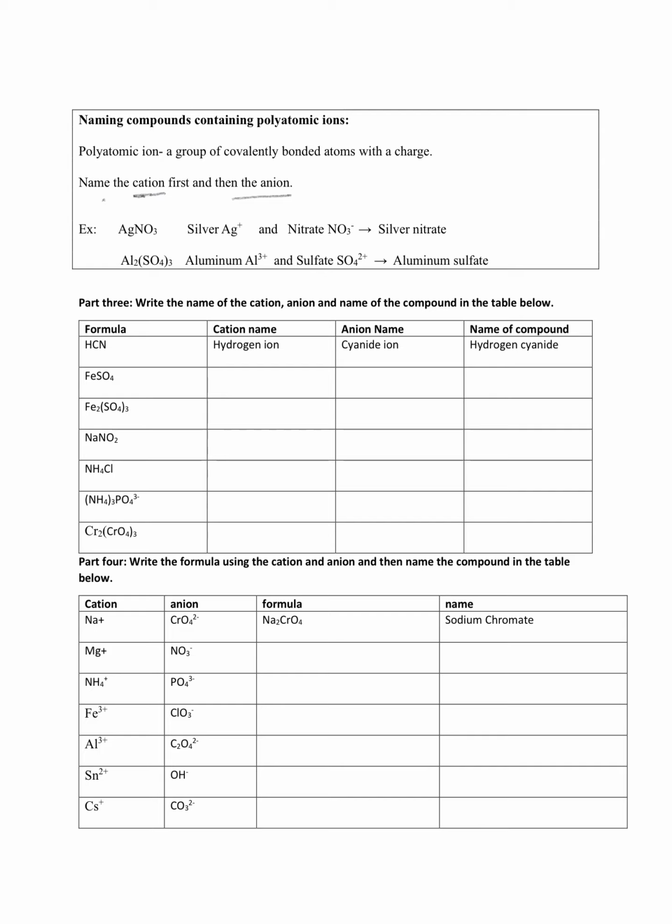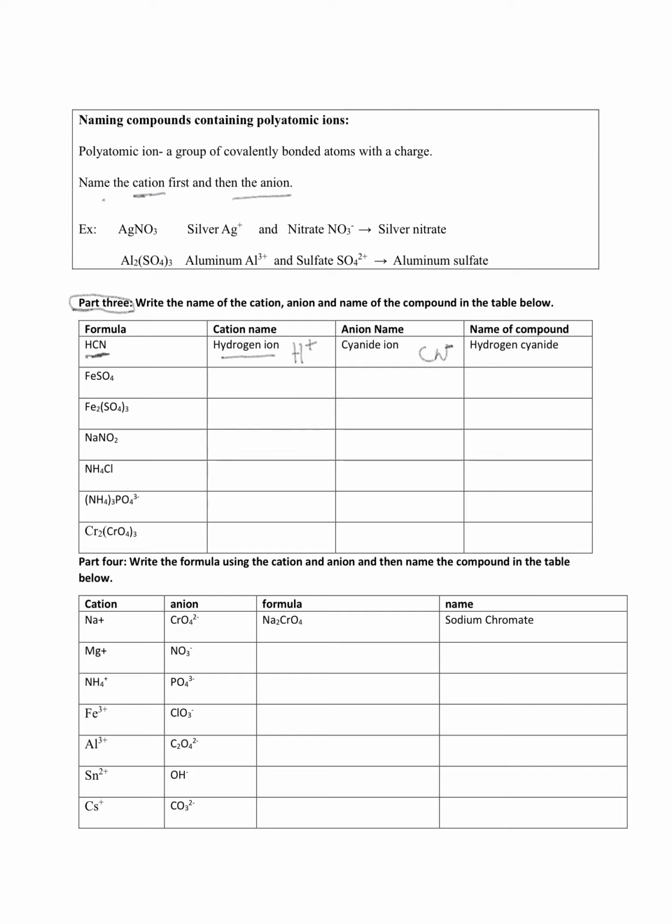So this part 3 over here, if you look at the first one, HCN, H is for hydrogen, so we would name the cation hydrogen ion. And then CN, right, I'm going to put it over here, write the symbols here. So H is for hydrogen, and CN is for cyanide. Now something to keep in mind is that hydrogen has a positive 1 charge, and cyanide ion has a negative 1 charge.